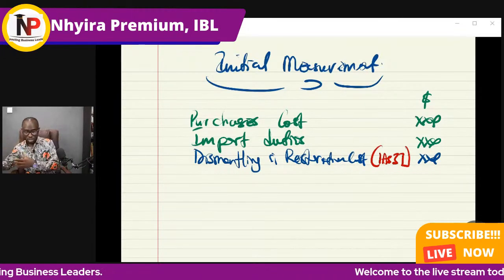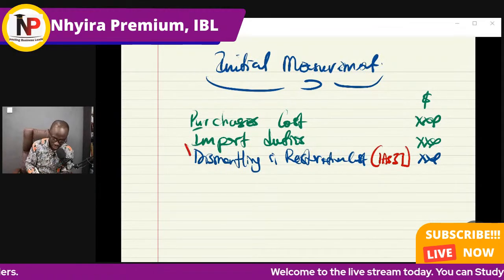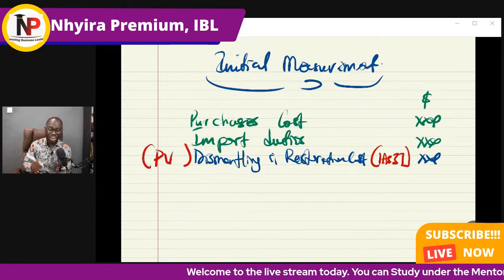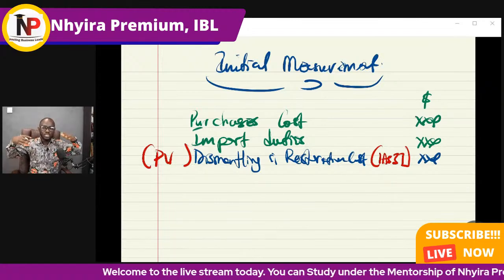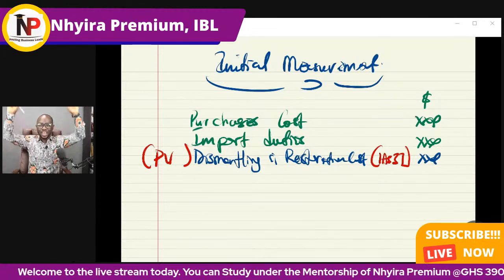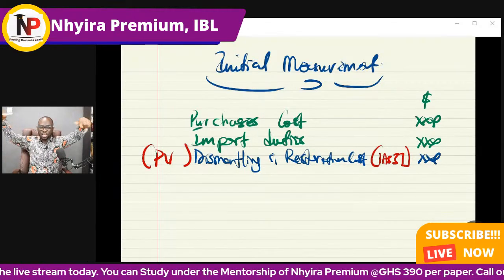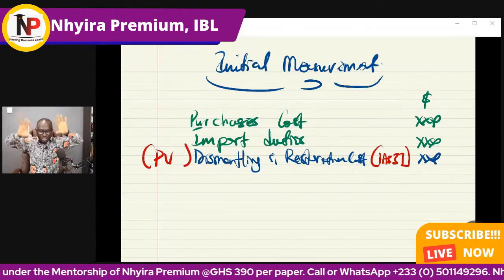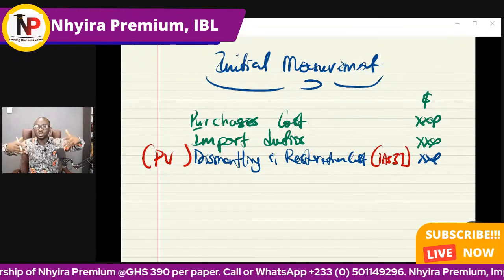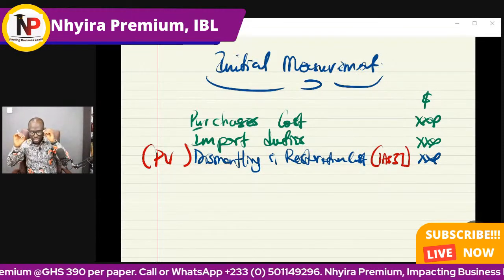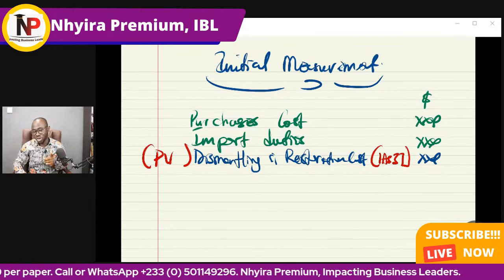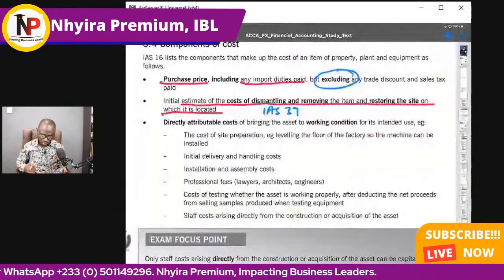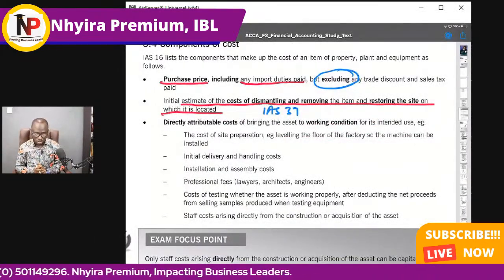assets. Possibly we will look at that later on, and we're going to bring in the present value, because it's always something we're going to pay at the end of the estimated life of the asset. So we'll discount it into present terms, okay? We'll discount it into present terms, and that is what is going to give us the dismantling and the restoration cost. So that will be included in the initial cost as well.